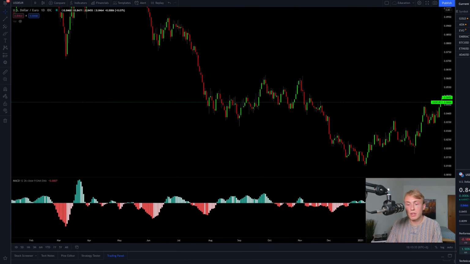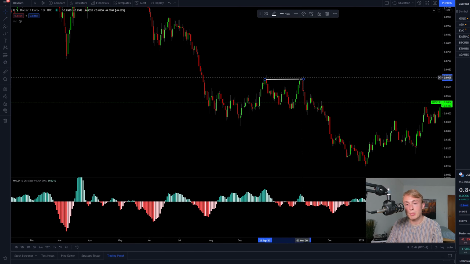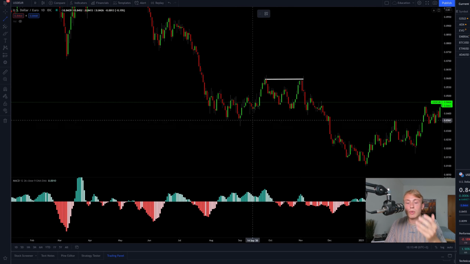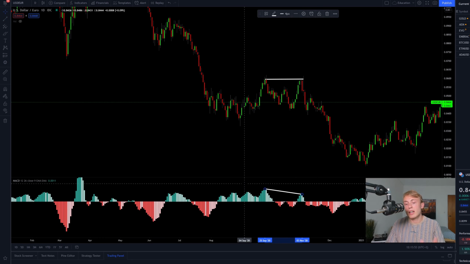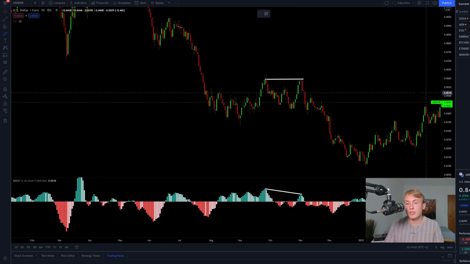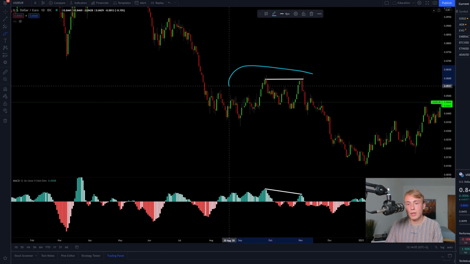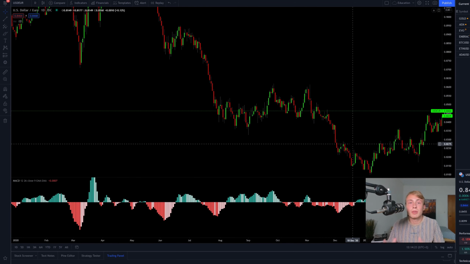And one example of a divergence is right here. From this high to this high, you can see that the price printed a high at around the same level. But if you look down here to the MACD, you can see that the MACD prints a lower high. So this is an example of a divergence between the price and the MACD, indicating a potential reversal here to the downside. And after this divergence played out, we actually saw a pretty respectable force here to the downside. But as I said, if you want to learn more about the MACD, make sure to check the video out.